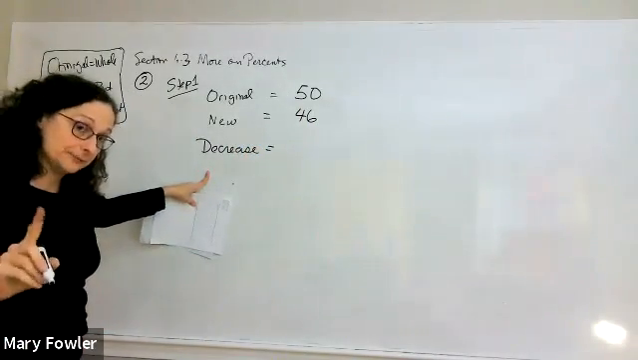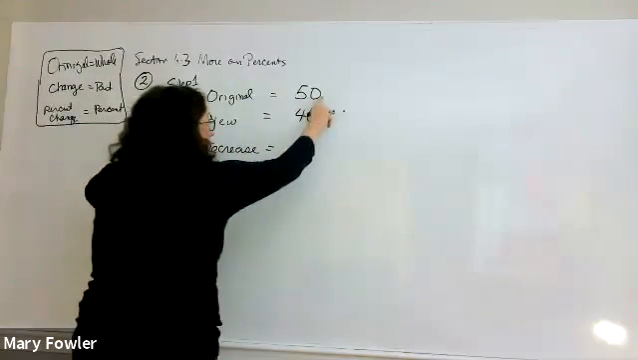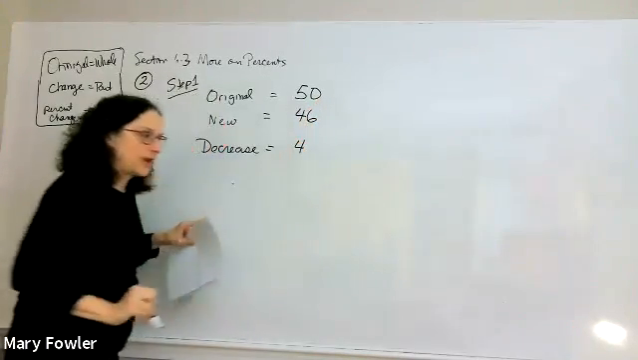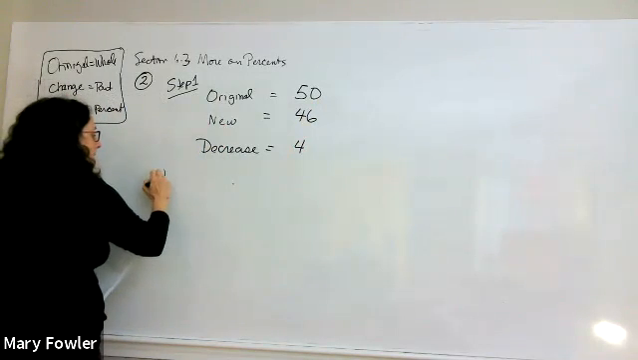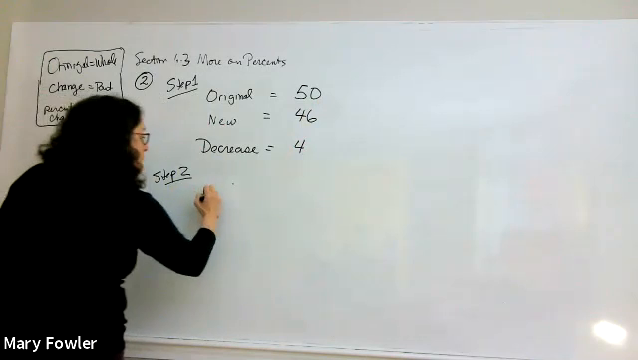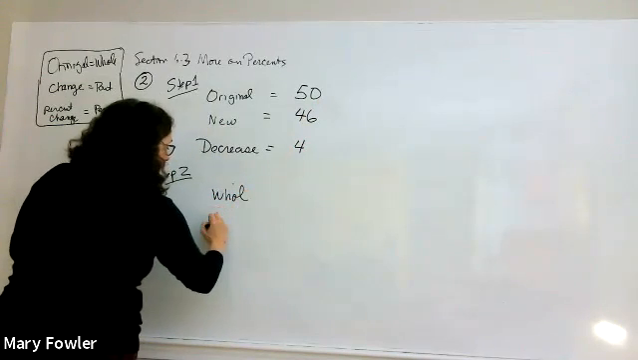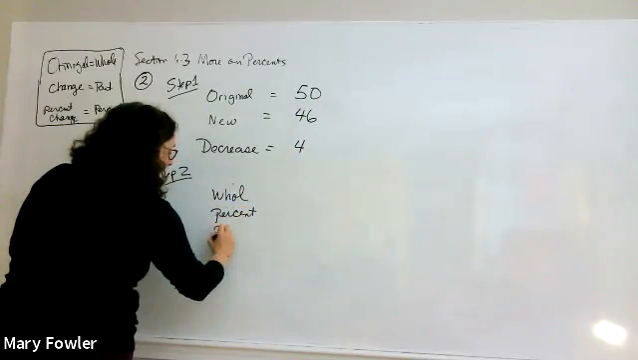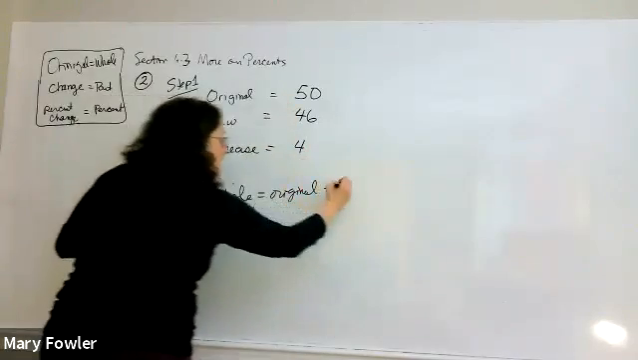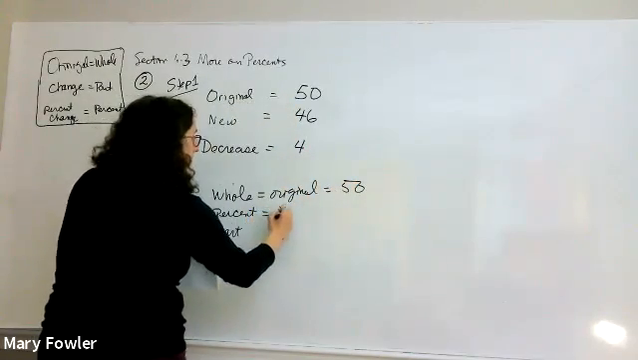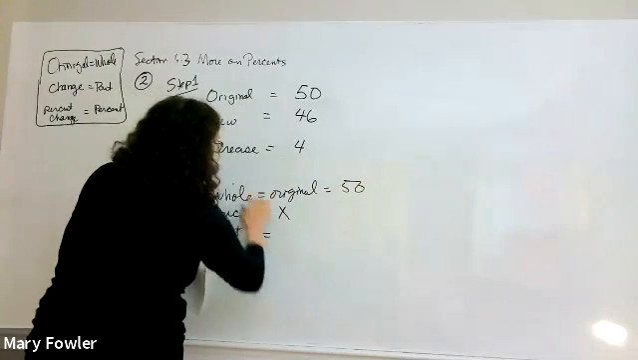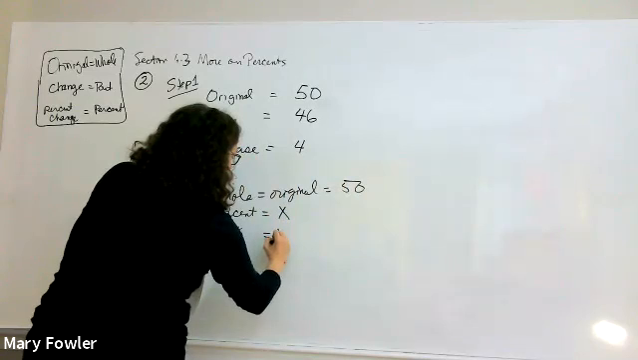So let's start by calculating the amount of the decrease. And we see that the service has decreased by $4. Okay, that's step 1. And then step 2 is that we're going to use a percent equation. So whole, percent, and part. Whole is the original, and that's $50. Percent, that's the unknown in this case, in this question. And part is going to be that amount of that decrease, right?